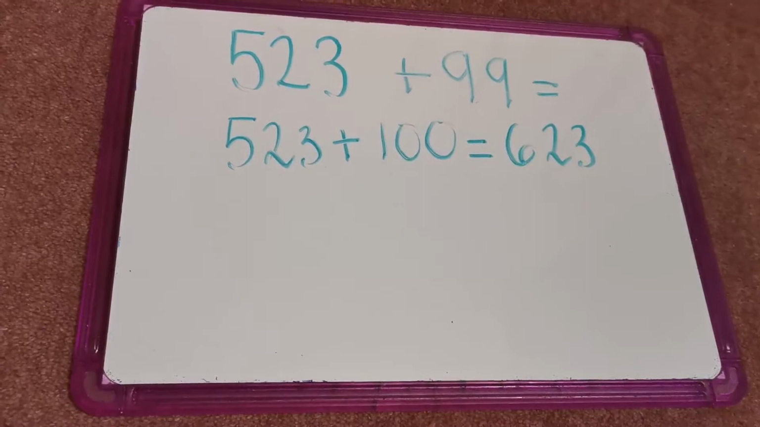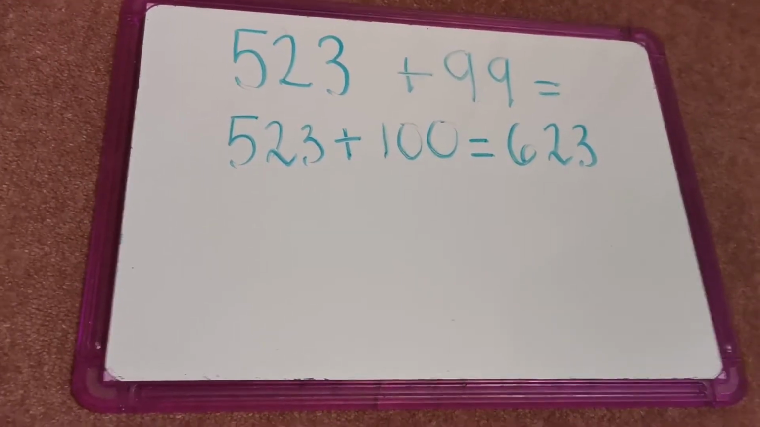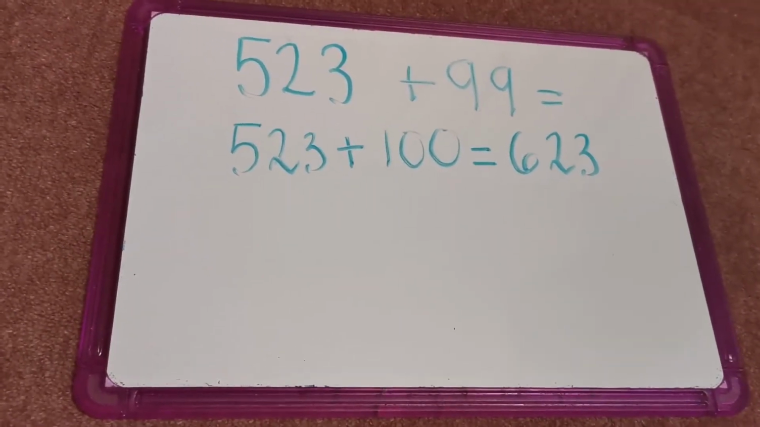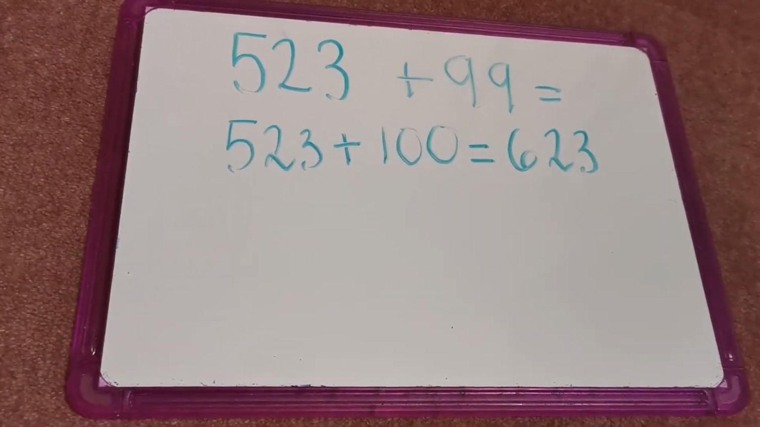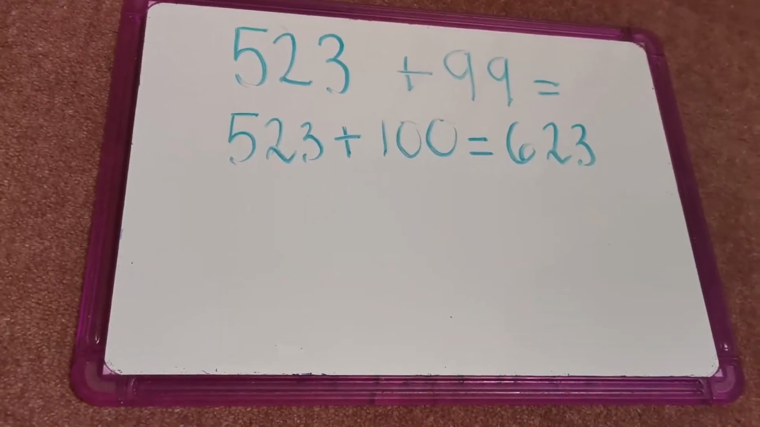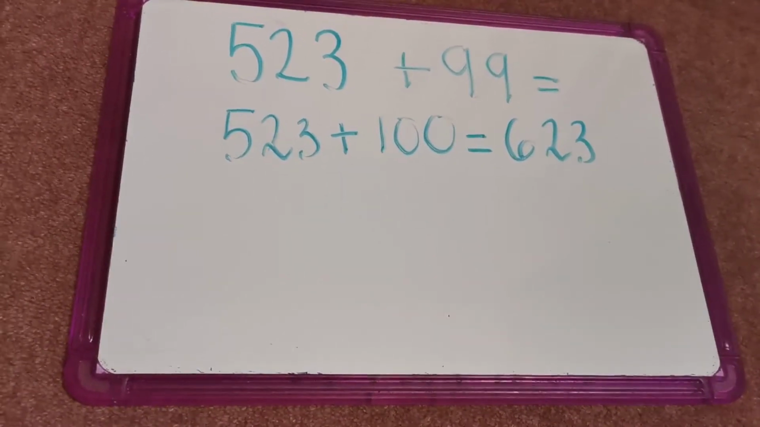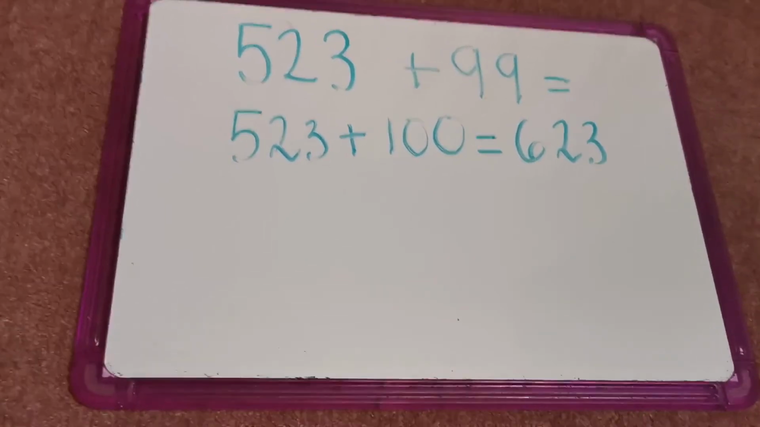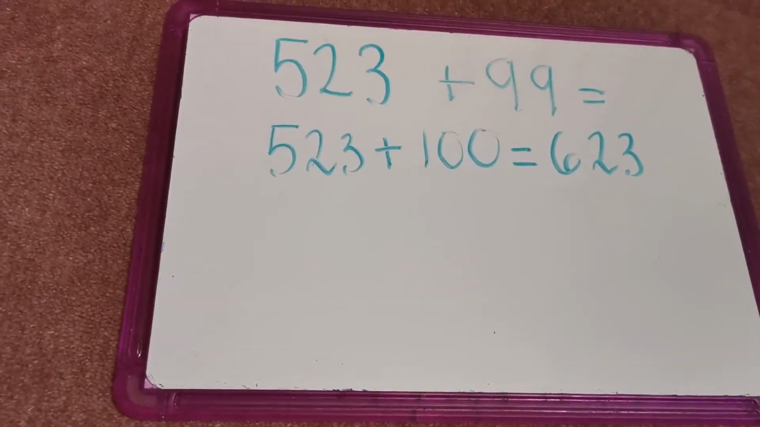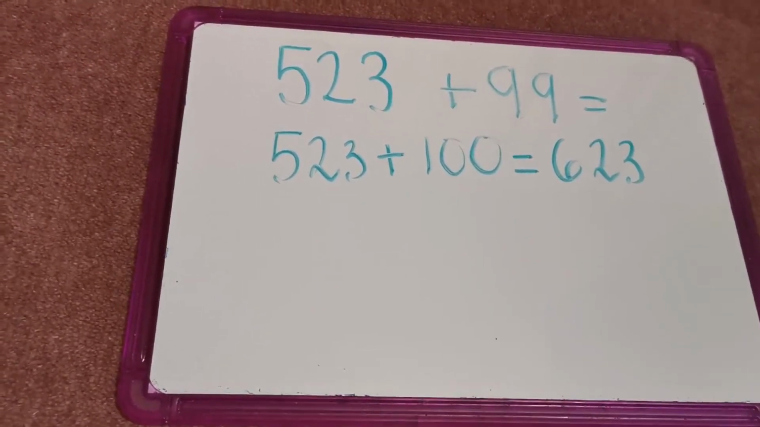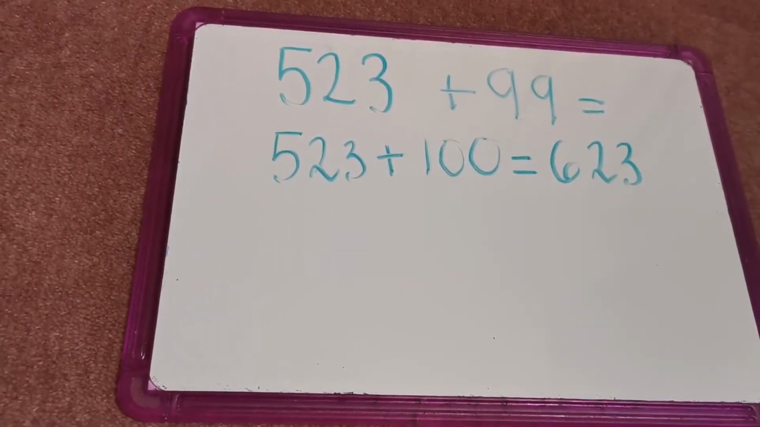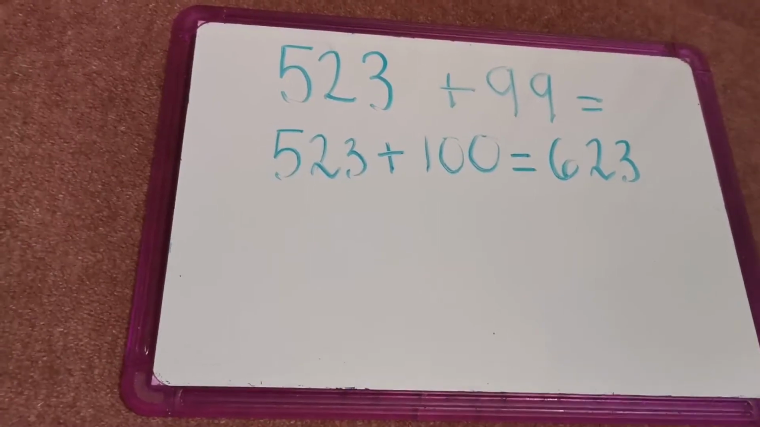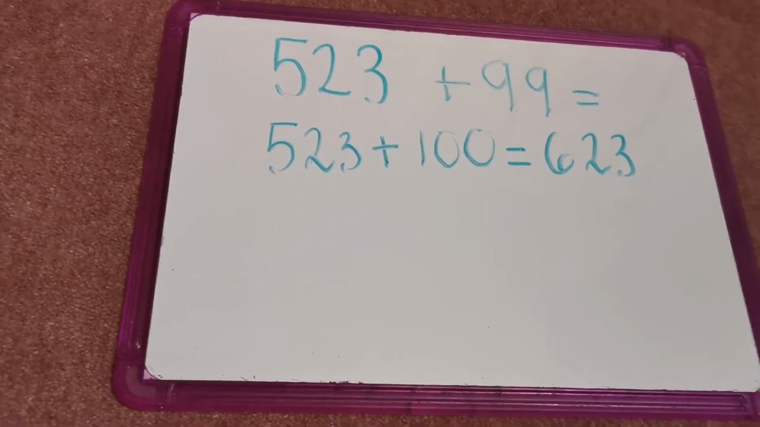So for this one, we said we would round 99 to 100, to the nearest 100, and you might get a question where you've got 523 add 199, okay, so then you would round 199 to the nearest 100, which would be 200. You might also get a question where you might have to round 299 to the nearest 100. So then you round it to 300. So it's all about making sure that you're finding the quickest way. So the quickest way here is to round 99 to the nearest 100.